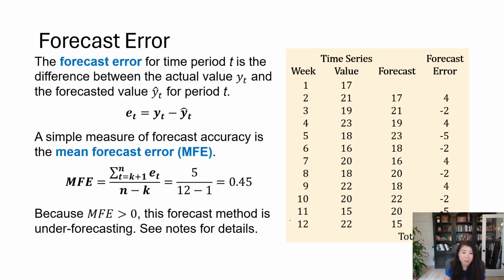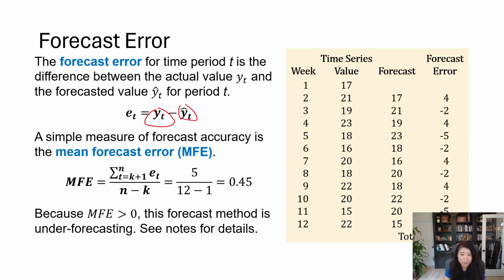So how can we measure accuracy? In order to measure accuracy, we need to introduce a new term called the forecast error. If you recall, in the regression model, we learned a term called residual or error. Basically, the residual error measures the difference between the actual value and the predicted value.